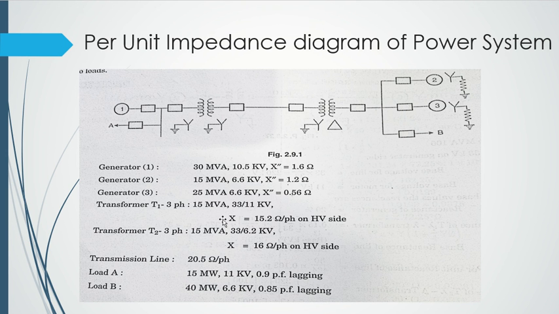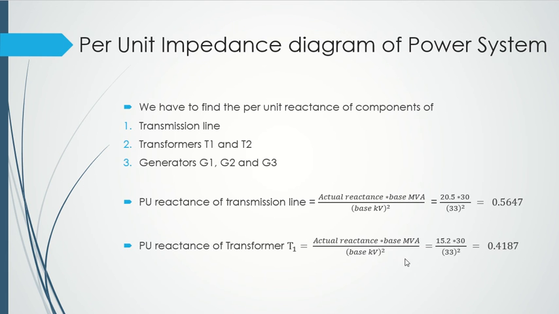Here, we have the actual reactance as 15.2 ohm per phase. So here you can see 15.2 multiplied with 30, my base MVA, divided by 33 whole square, which is my base kV, and the value which we are getting is 0.4187. I think it is pretty much clear, right?